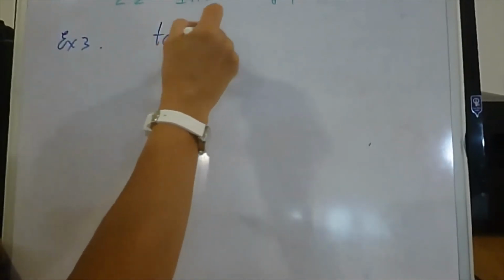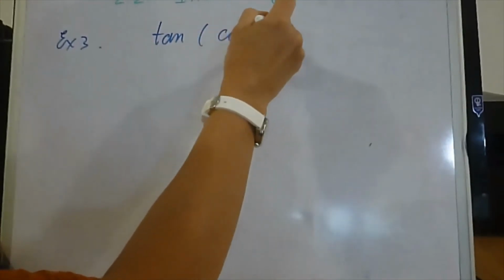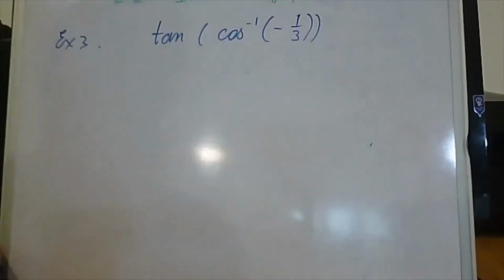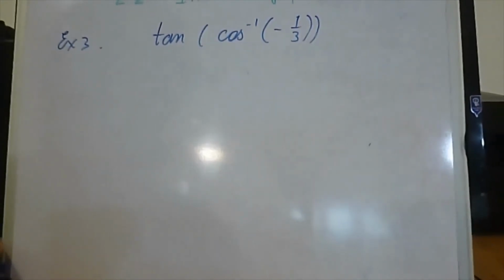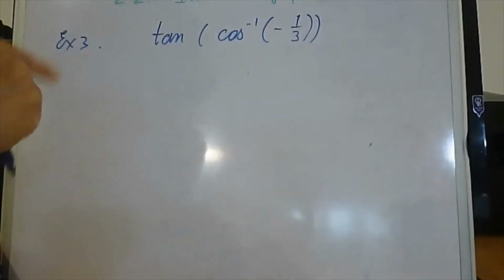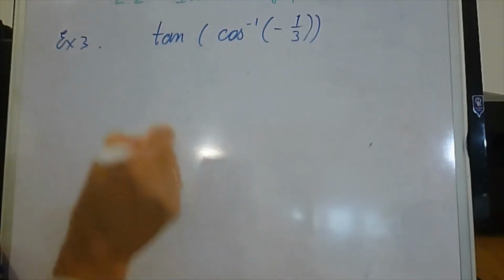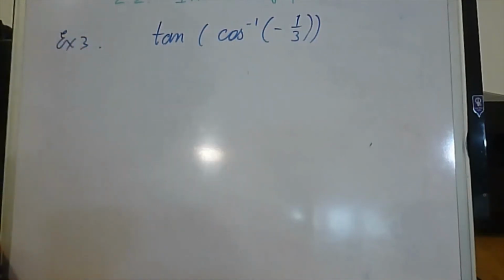Tangent of cosine inverse of negative 1 over 3. I want to make a little pause, like 3 seconds, and then I'm going to start the solution. During this pause, I want you to stop your video and try to do the problem on your own, similarly to what I was doing. Okay? So, 1, 2, 3. Now I'm going to do the solution, and you can compare your solution with your own.